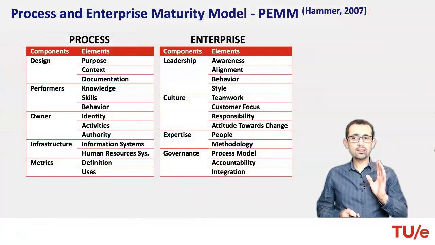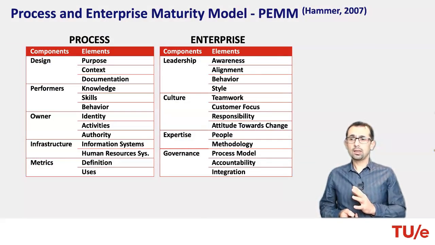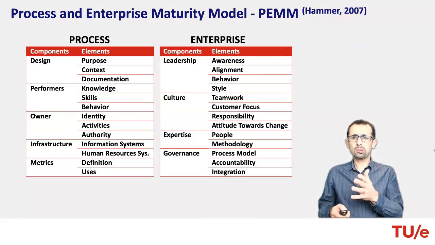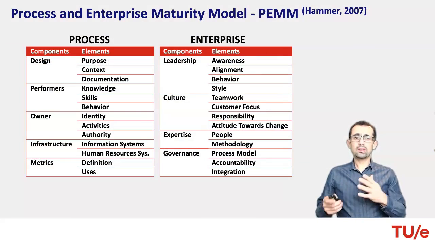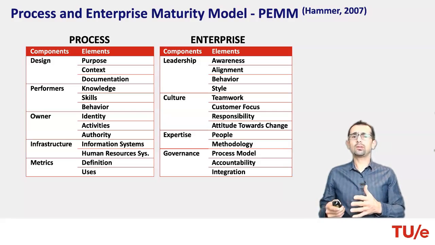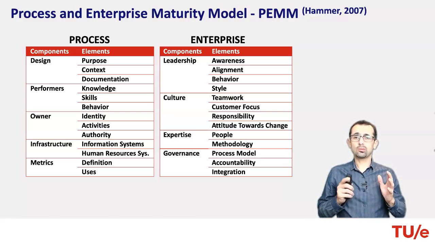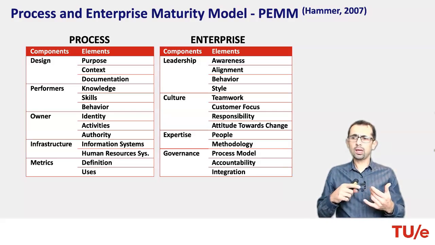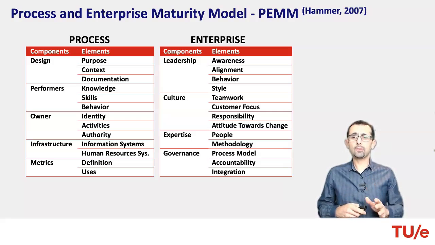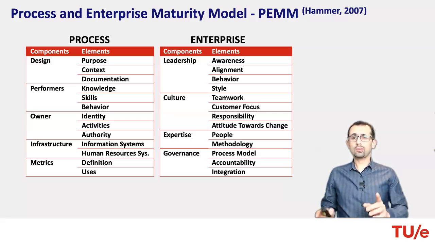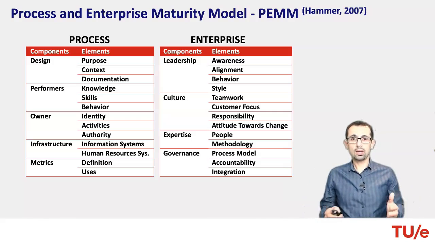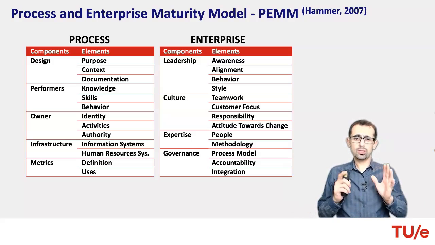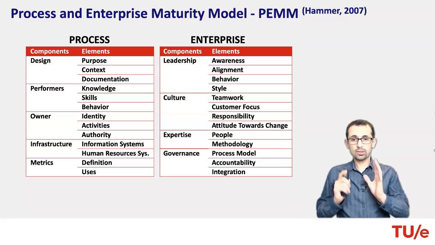First of all, it has two assessment parts, and its structure is quite different from the one that I introduced in the previous video, BPMM. Again, two parts, process and enterprise. We use the process part to assess the maturity of each organizational process. So for each process, you have to go through this part. You have to look at its design, performance, owner, and so on. So it's quite generic. And we use the enterprise part just once to assess the maturity of the entire organization. You look at the leadership, the culture, the expertise, the governance aspects, and so on. So you just do that for the enterprise part just once.